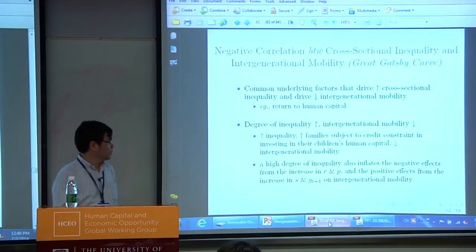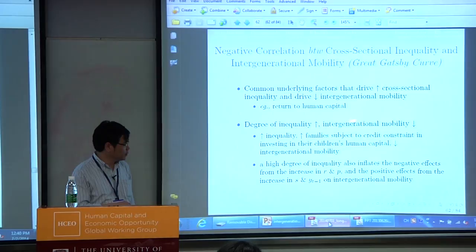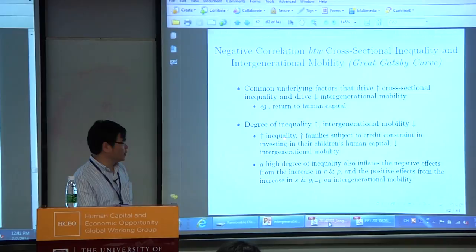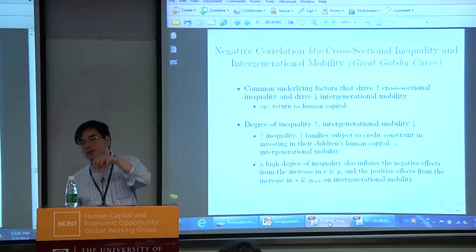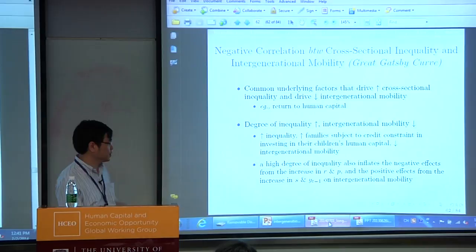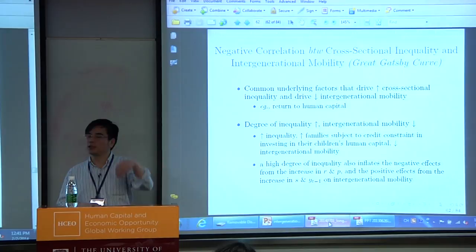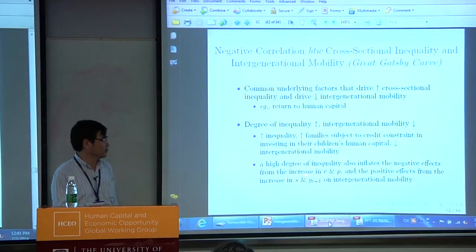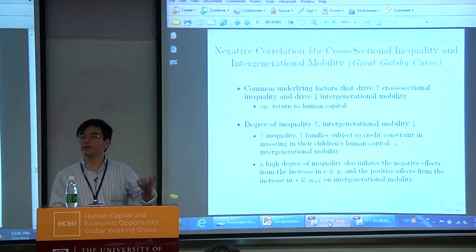Now, a higher degree of inequality can also lead to intergenerational mobility going down, holding other things constant. Why? If inequality goes up, other things constant, it will lead to more families being subject to credit constraints. If you hold household average income constant but enlarge the inequality, that means more people will be subject to the credit constraint. That's the intuition, and that would lead to intergenerational mobility going down. Also, a higher degree of inequality inflates the negative effects of the increase in return to schooling, as well as the price of education. It makes the effect even worse.